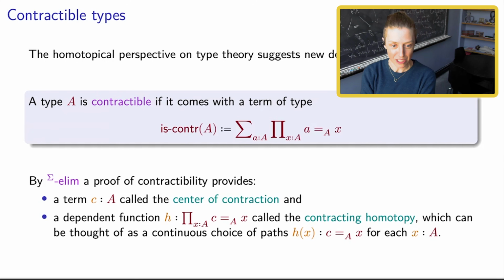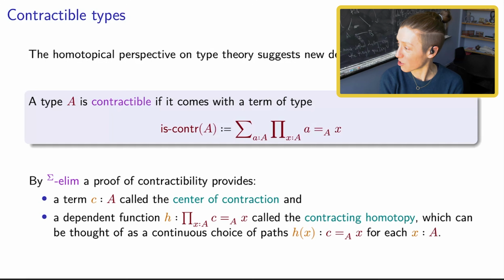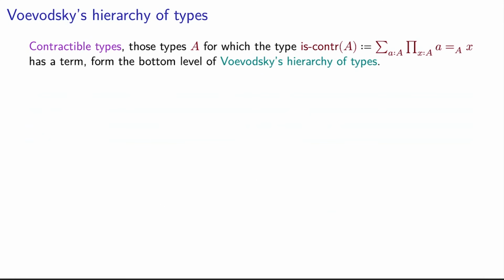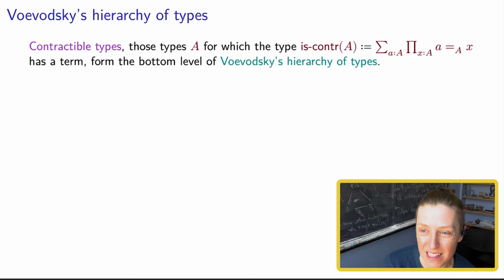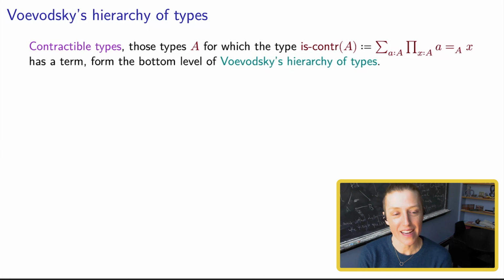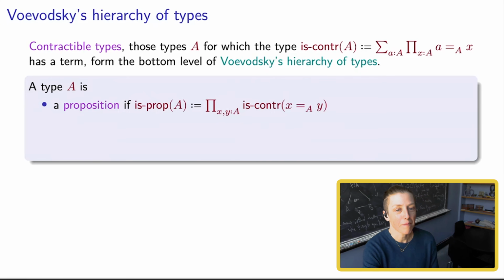So under the topological interpretation, this is saying that the space A is contractible within the formal system, though it feels like saying that the type A has a unique term. And this is, in fact, what's so wonderful about this homotopy interpretation. So these contractible types, those are the types that have a term in this type that says there exists some a in A, so that for all x in A, a is equal to x. They form the bottom level of a hierarchy of types due to Vladimir Voevodsky, who's one of the pioneers in homotopy type theory.